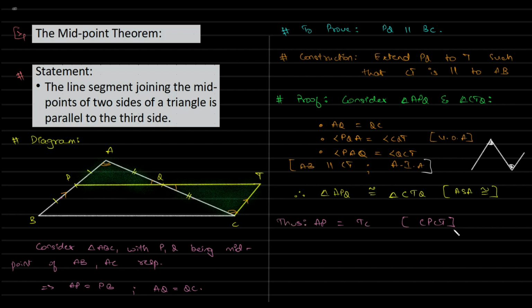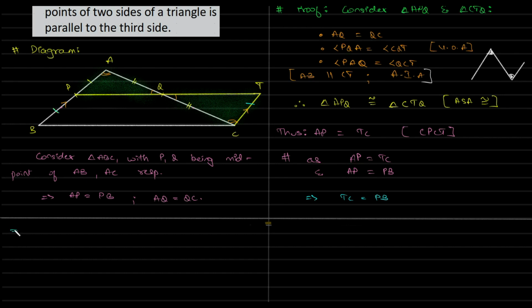Now we'll talk about this: AP is equal to TC, and AP is equal to PB, right? So just a second. AP is equal to PB and AP is equal to TC also. So what can we conclude from these two? We can conclude that TC is equal to PB. So this length is equal to PB. And now what can you tell? Quite simple actually.